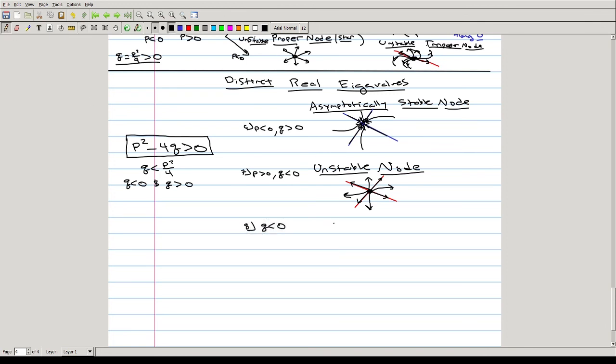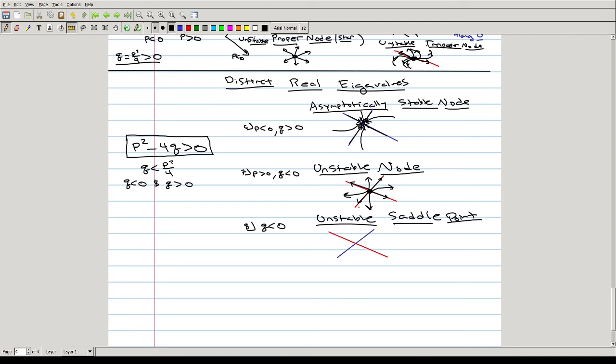And the last possible case is what's called a saddle point, which is also an unstable saddle point, just to emphasize that. And this is the case of having a positive eigenvalue and a negative real eigenvalue. You have two eigendirections. One eigendirection is a stable manifold, and one eigendirection is an unstable manifold.